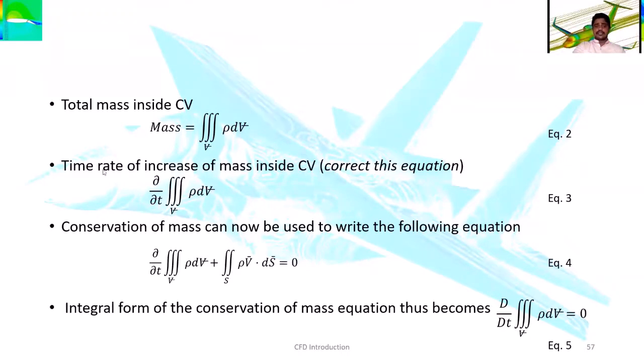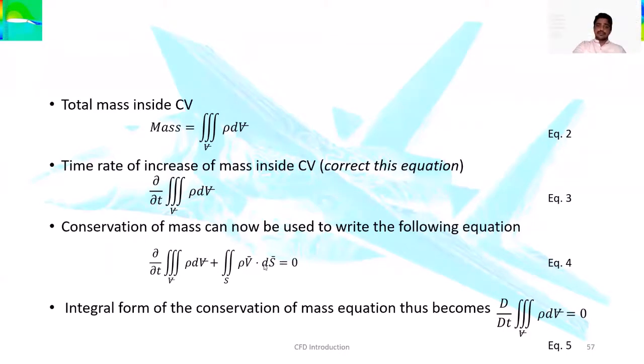So what we have done is that the rate of change of mass inside the control volume is taken as dou by dou t of the volumetric integral of rho dV. So here in this equation, the conservation of mass can now be written as dou by dou t of the change in the volume happening inside that particular fluid flow, plus the surface integral of rho v dot ds, which is taken from yesterday's discussion, that is the divergence theorem.